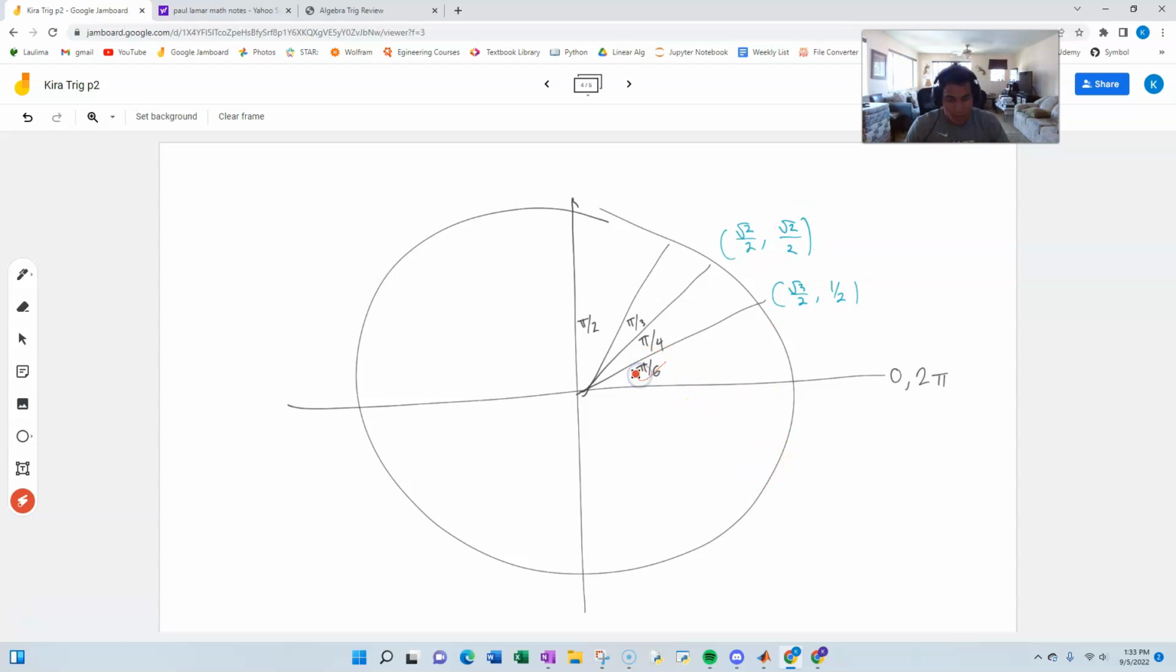Whenever you see a pi over 6 or some sort of variation like that, it's always going to be square root 3 over 2, then 1/2. And for pi over 3, it's going to be the opposite, where it's going to be 1/2, then square root 3 over 2. So any sort of variation like this, these are the only coordinates that are going to come up. Now, the rest is just going to be negative, either over here, the negative x and y, positive x, negative y. So that's what you have to remember. But the angles are kind of hard to start thinking about. So we get this.